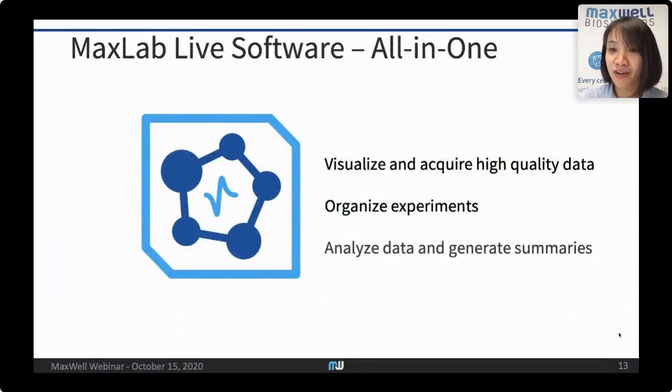Again, another part of our product is also the software. We call it MaxLab Live. This is an all-in-one software that allows us to access different parts of the data, visualize them, acquire them, organize experiments, and also generate summaries and reports from these results. And the software is also able to control the hardware itself, like opening and closing of MaxTwo and also controlling the holding of the plate.